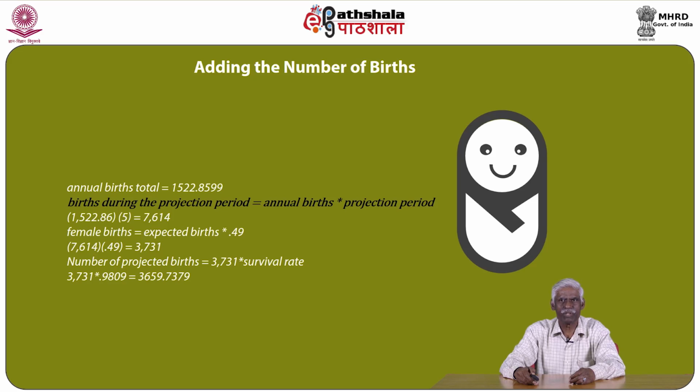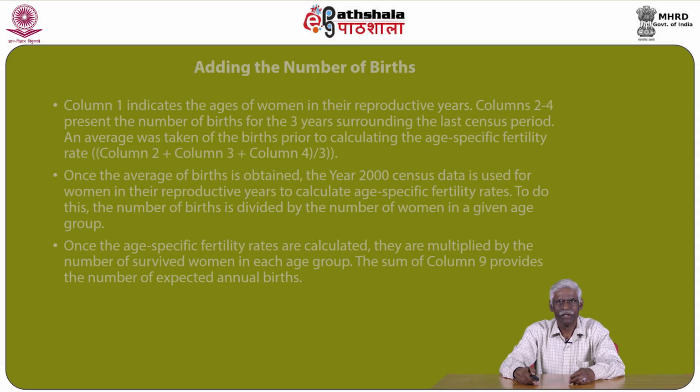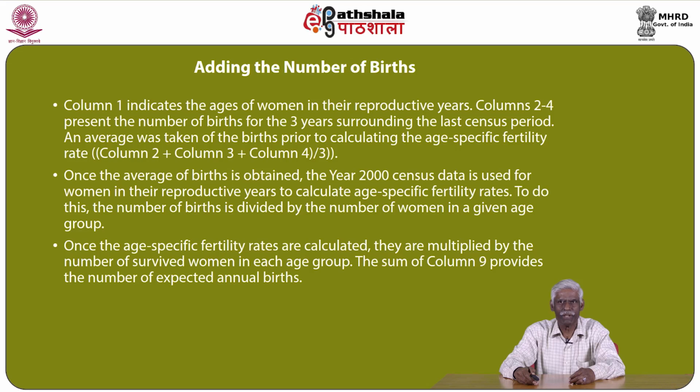The births during the projection period are equal to annual births multiplied by the projection period, and the female births are the expected births multiplied by 0.49. The number of projected births will be equal to 3731 multiplied by the survival rate, that is, 3731 multiplied by 0.9809. Column 1 indicates the age of women in the different reproductive years.